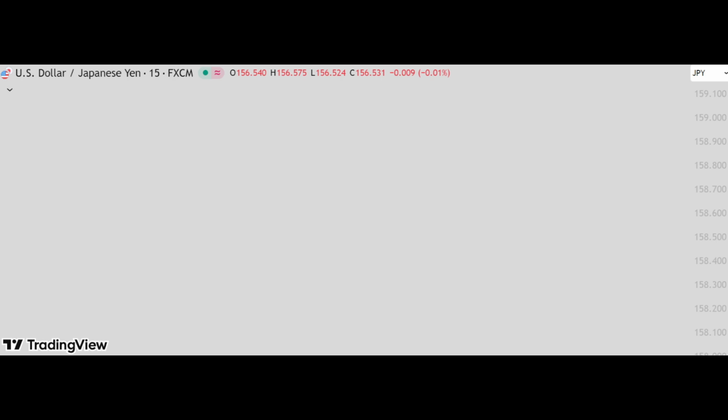Last week, I executed a clean 1 to 5 risk to reward on USD JPY using a simple mechanical supply and demand process. No indicators, no clutter, just structure, liquidity, and one confirmation. I will break this down the exact same way I teach in mentorship.